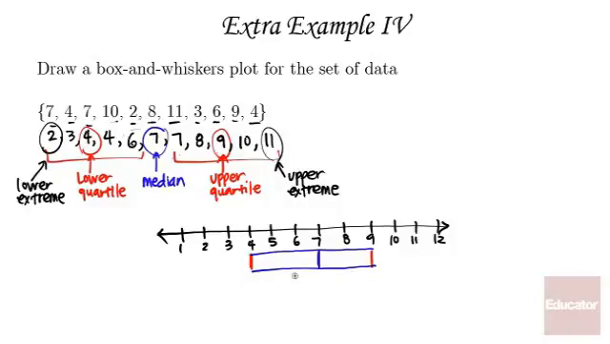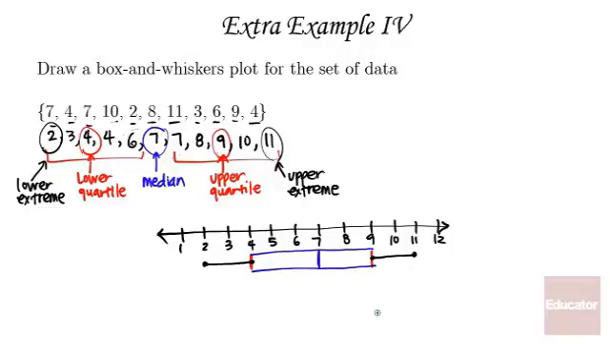Okay, and then so once you have your box, we need to draw our whiskers. So from this end, I'm going to draw a whisker out to the lower extreme, which is 2. Draw a whisker out there. And then on this side, my upper extreme is 11. So draw the whisker out to 11 right there.